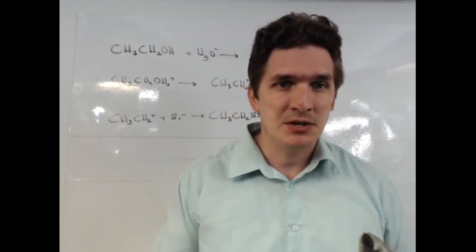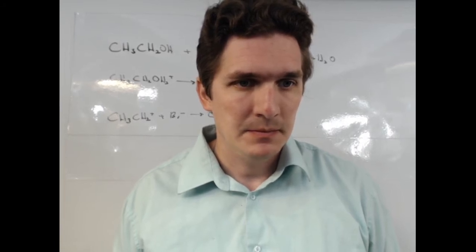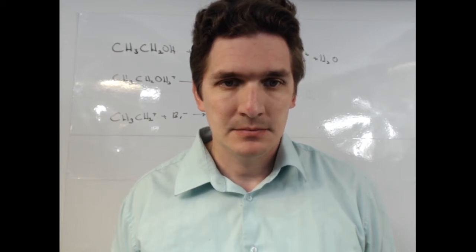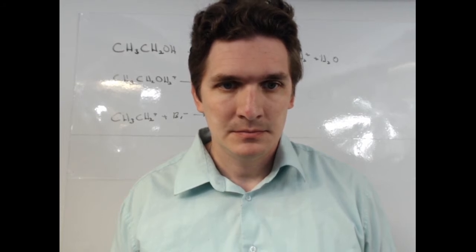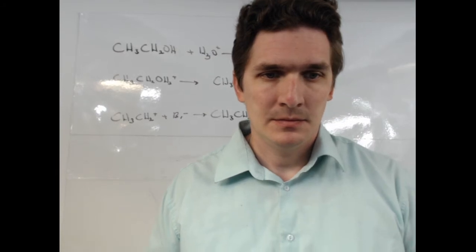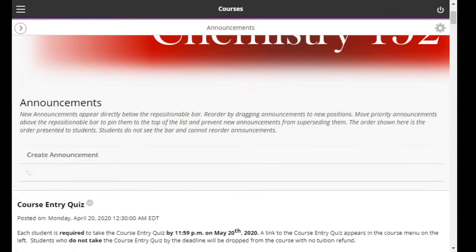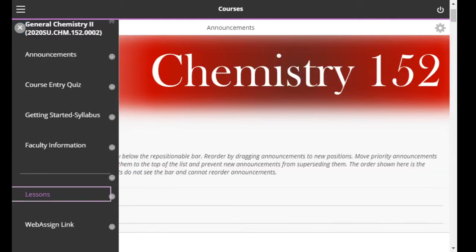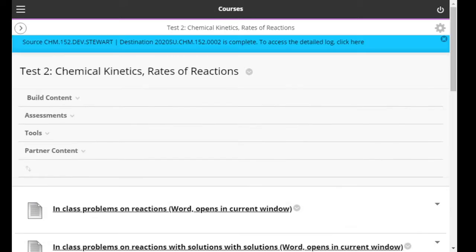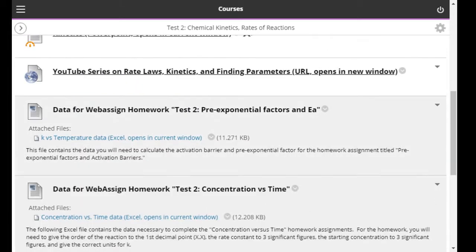How do we use information in the lessons tab for the concentration versus time homework? So let me bring that homework up. For those of you who are curious where this homework is, if you go to the course website and you scroll down, you go into lessons, you want to do the test 2 material. You're going to find it down here with data for the web assignment homework, concentration versus time, and pre-exponential factors.